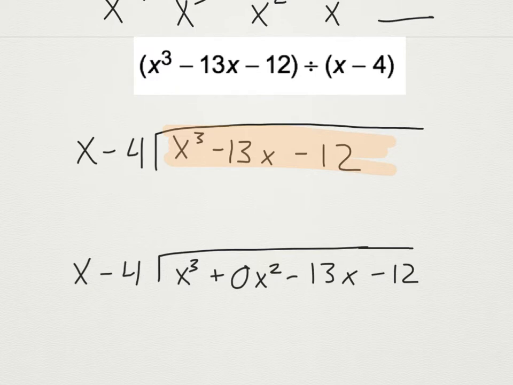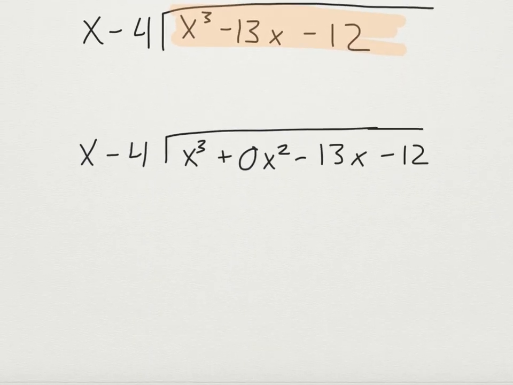And now we do the same thing as before. We divide. So what times x gives us x cubed? X squared. So we write the x squared on top of the other x squared. So now we multiply x squared times x minus 4.